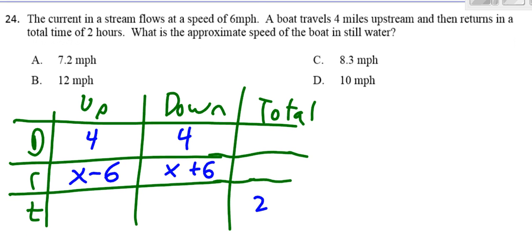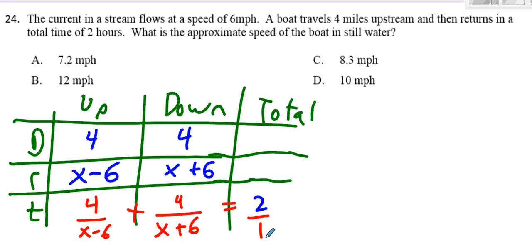So this setup, when you do the little table, it gives you the entire equation. We can see 4 over x minus 6, fill that in here, plus 4 over x plus 6 equals the total time of 2. If you want, you could say 2 over 1 if you want to see everything as a fraction.